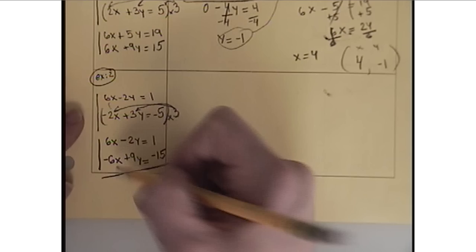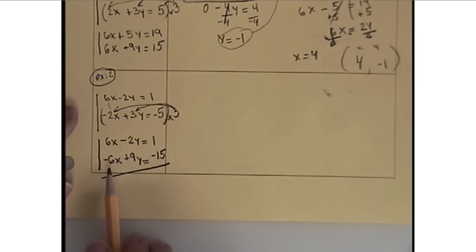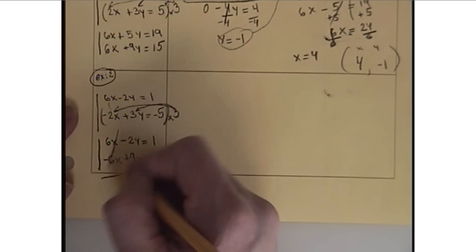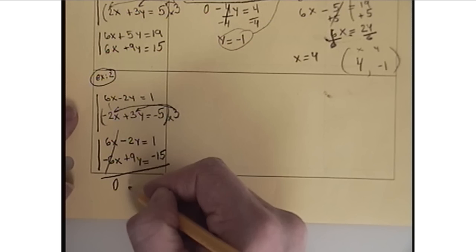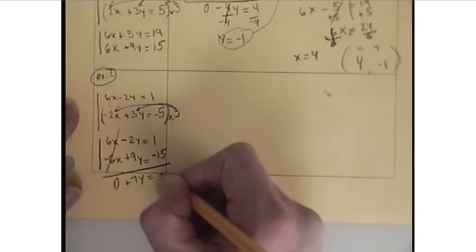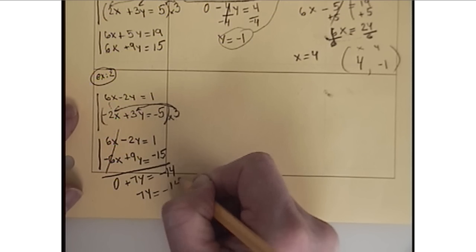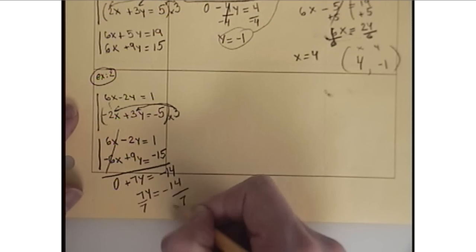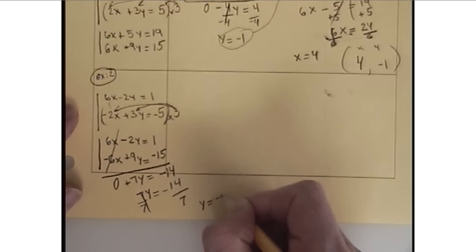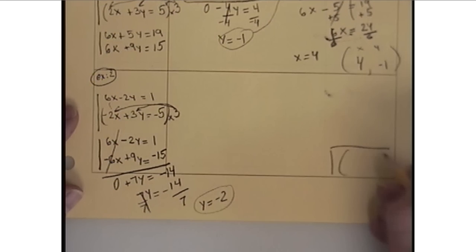6x minus 6x, we are adding those equations because the two numbers have opposite signs. So it's easy to just cancel and work through. So this is 0. Negative 2 plus 9 will be plus 7y equals 1 minus 15, which is negative 14. Well, this is 7y equals negative 14. We'll divide by 7 each side and we'll get y equals negative 2. So for the solution x and y, I have y is negative 2.